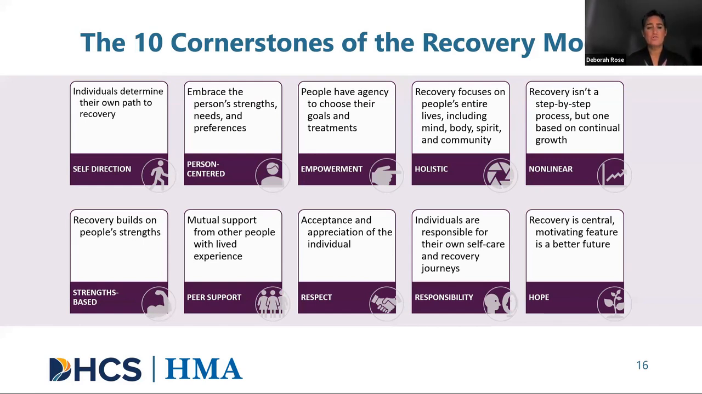But self-direction. People should be empowered and have the right to make choices for themselves, and to have options and preferences recognized. We've talked about person-centeredness. Again, people have strengths, needs, preferences, and services and support should be guided by that person-centered model. What's important to the person in front of us? What's important to Carl is the example. Holistic recovery is not just about treatment.